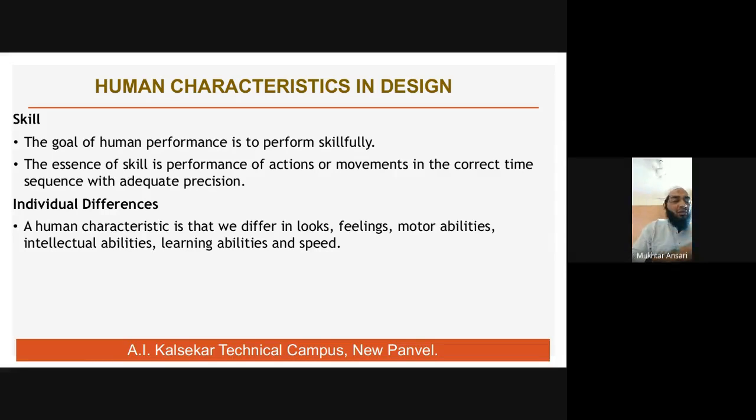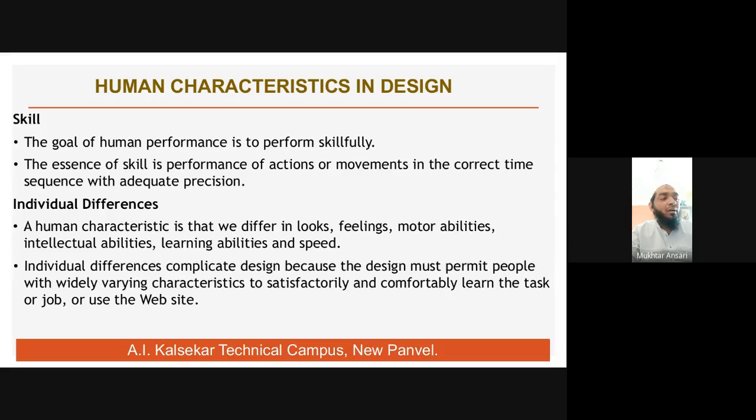I have characterized it as well. Human characteristics are such that we differ, and it may vary in looks, feelings, motor abilities. What are the main abilities? What are the major skills, or strong abilities? Intellectual abilities, learning abilities, and speed. So this is all about the human characteristics. All these characteristics will be different in different designers or in different humans.